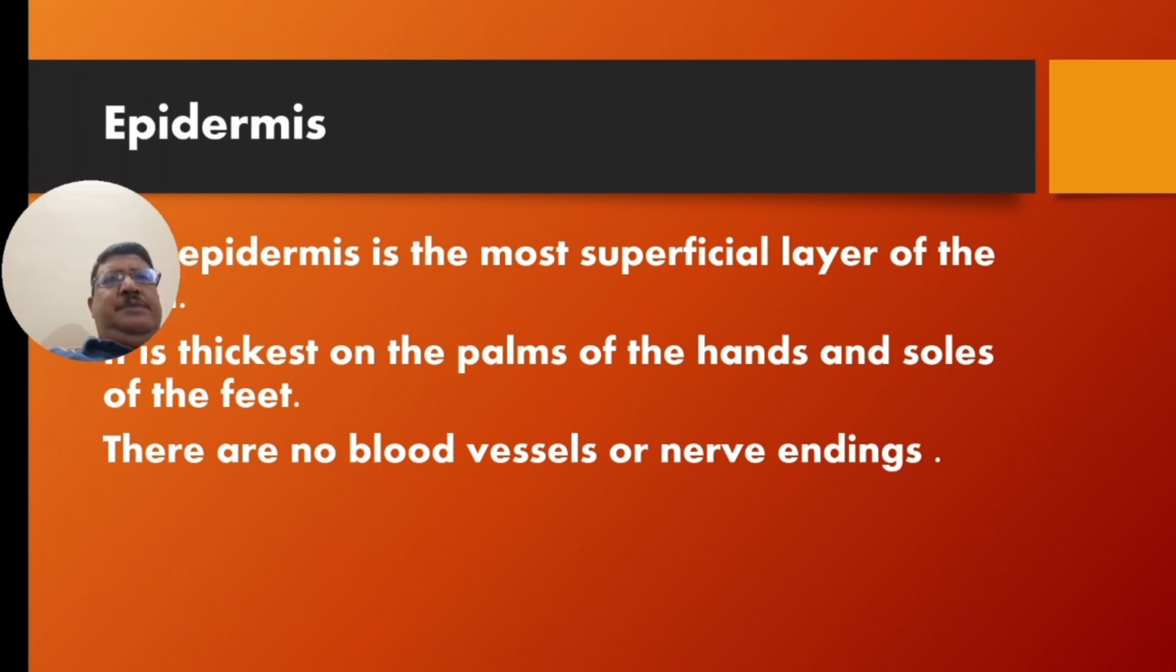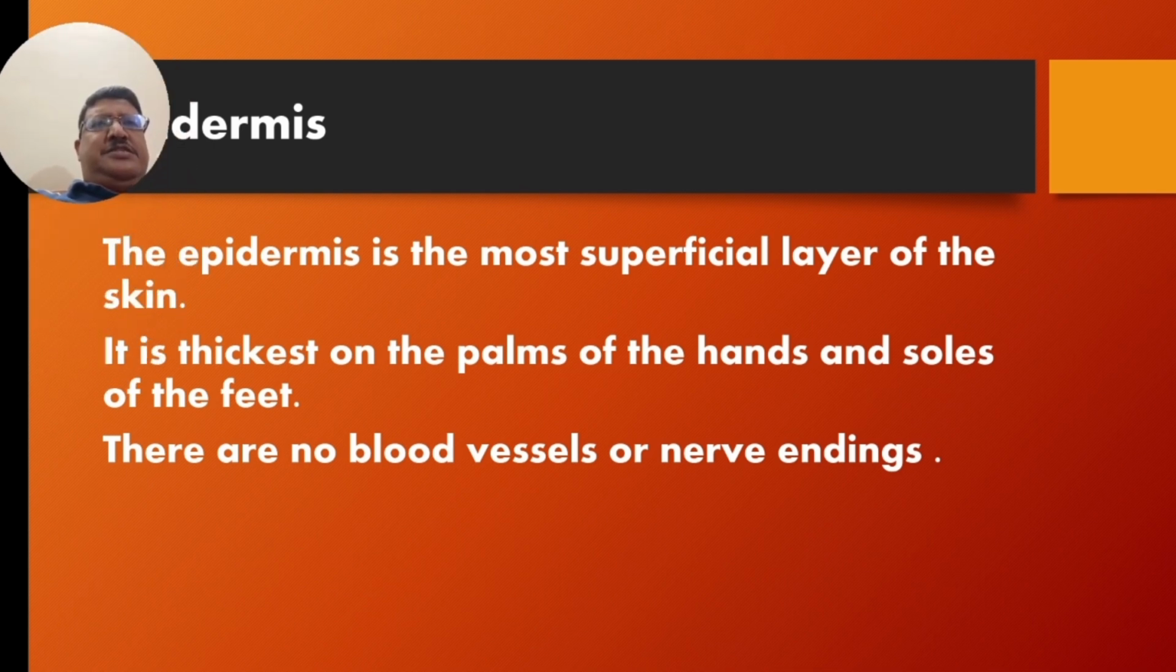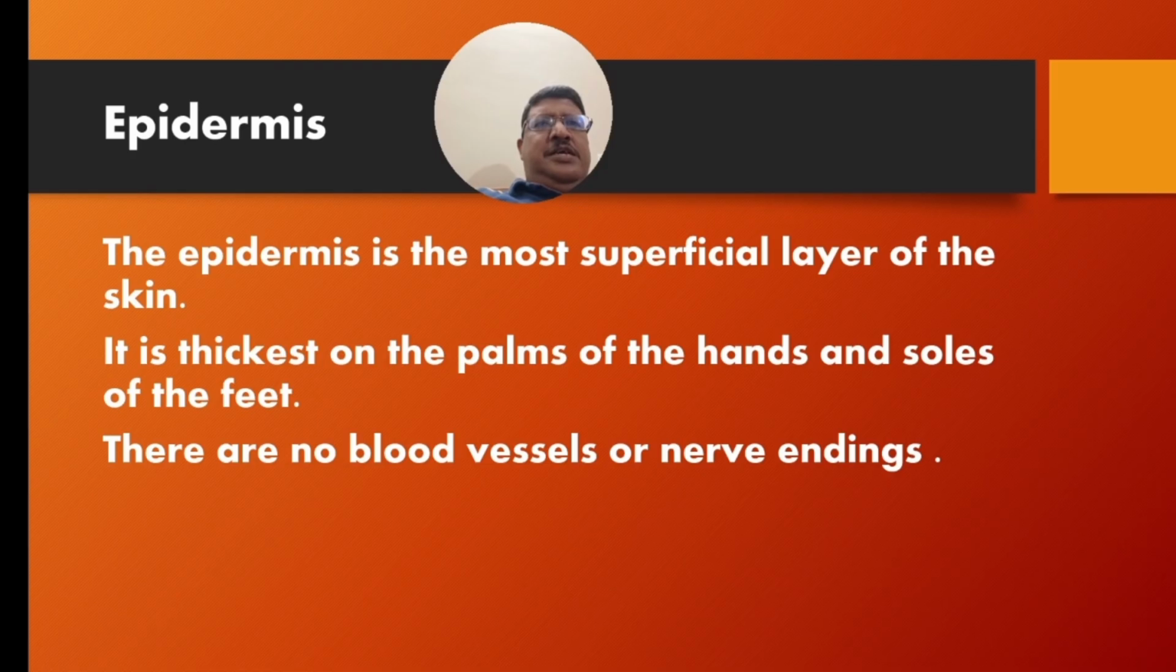Now epidermis. The epidermis is the most superficial layer of the skin. It is thickest on the palms of the hand and soles of the feet. There are no blood vessels or nerve endings.